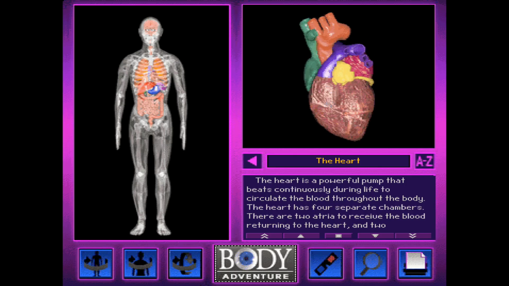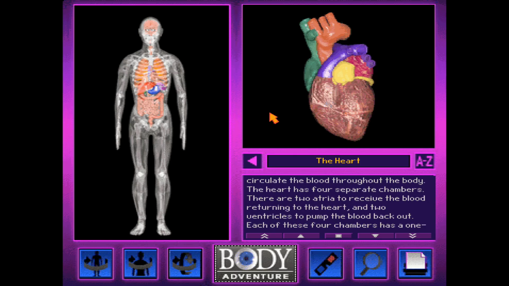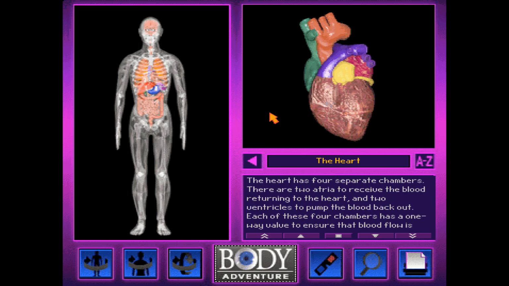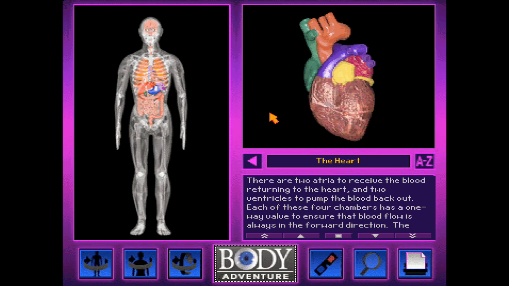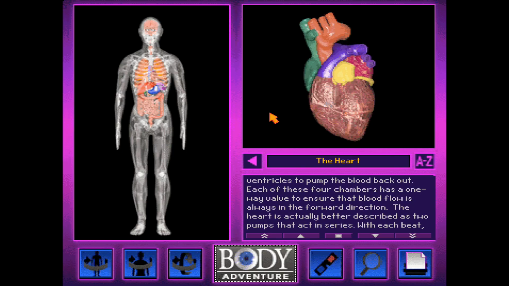Angina occurs when the oxygen supply to the heart muscle is inadequate to meet the heart's demands. The heart is deprived of oxygen, and the patient experiences pain. Most commonly, angina occurs with mild stress or exercise. Angina is caused by narrowing of the coronary arteries, usually due to a buildup of cholesterol plaques. The pain can be relieved with medication, but definitive treatment requires intervention to restore normal blood flow to the heart muscle. The heart is a powerful pump that beats continuously during life to circulate blood throughout the body. The heart has 4 separate chambers. There are 2 atria to receive the blood returning to the heart, and 2 ventricles to pump the blood back out. Each of these 4 chambers has a one-way valve to ensure that blood flow is always in the forward direction. The heart is actually better described as 2 pumps that pump blood.